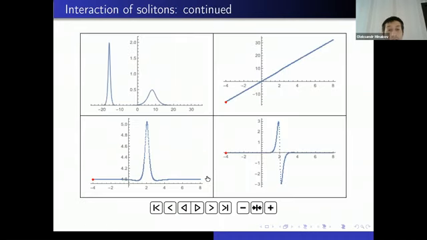So for instance, if we take some animation, here we have this big soliton and the small soliton, and now if we just fix the position of the small soliton, okay, so we fix it here.